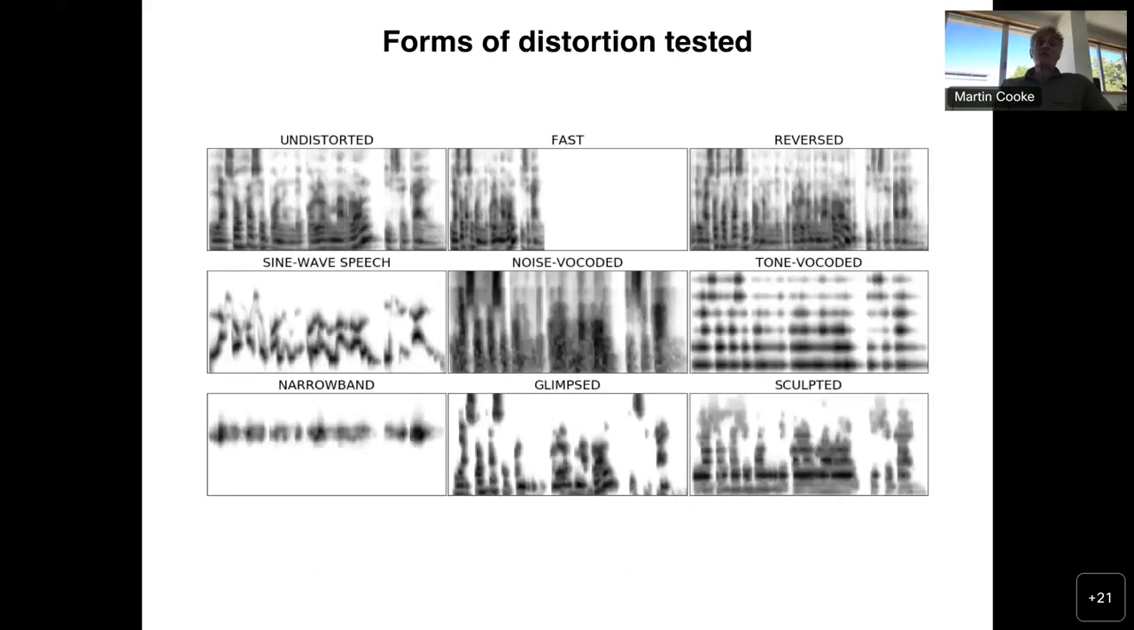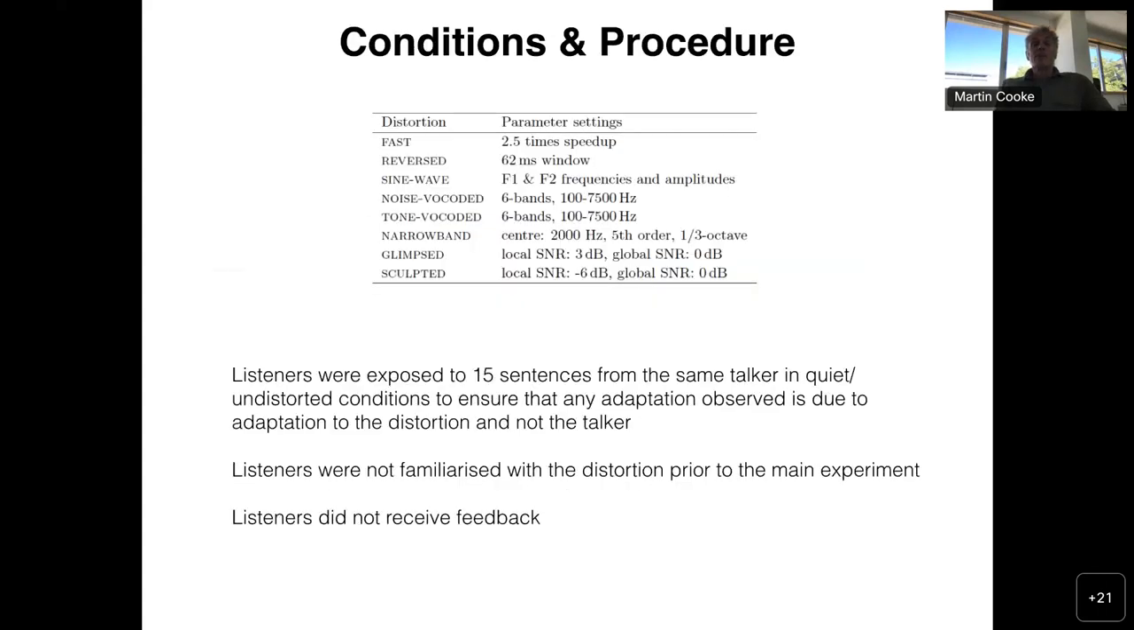We tested eight forms of distortion, and I'm also showing in the top left here the undistorted form. These are all cochleograms or auditory spectrograms, and these are all of the same sentence. So you can see they look very different, don't they? That's because they're very varied forms of distortion. There were various parameters chosen. Of course, each of these forms of distortion could be parameterized in different ways. So for instance, for sine waves, we can choose two or three. For noise vocoding, we can choose the number of bands, etc. So these are just some of the details there.